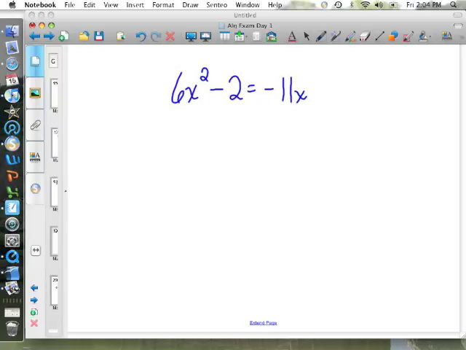This is also a quadratic equation. You have an x squared term and you have an x term. You're going to add 11x to both sides. You have to set it equal to 0. Put it in the center. Put in the middle term? Yes. You can either factor or use the quadratic formula. This is a factorable trinomial.